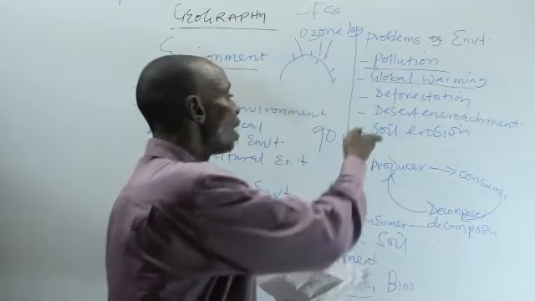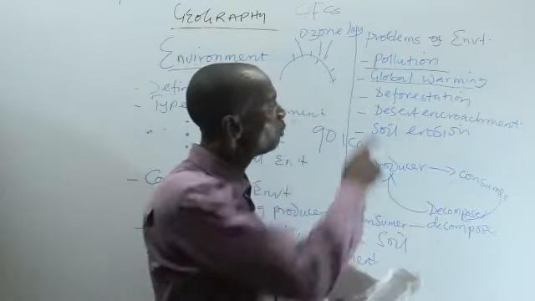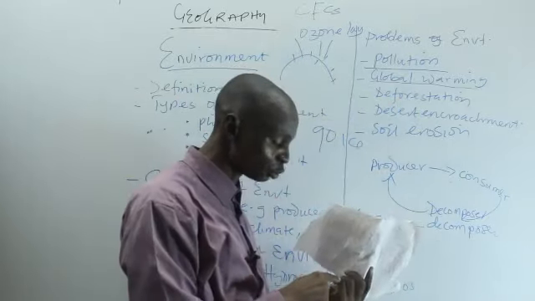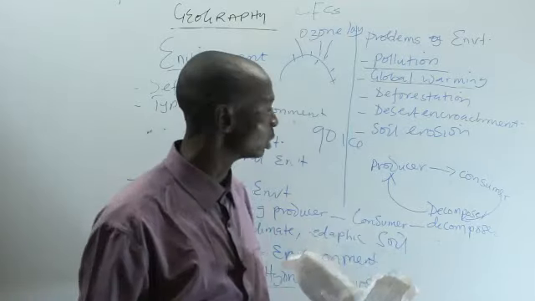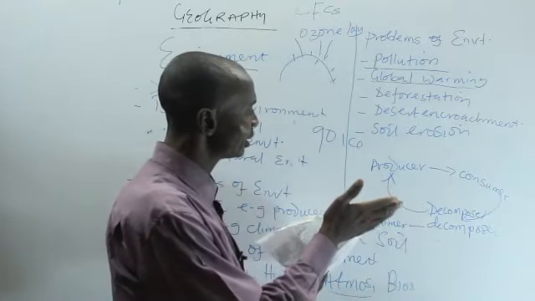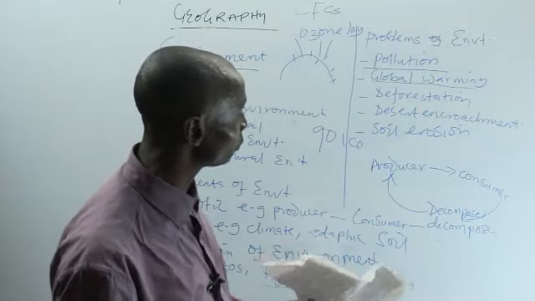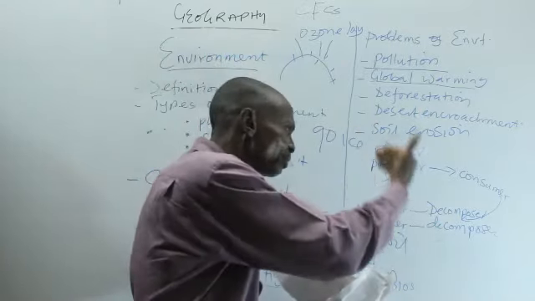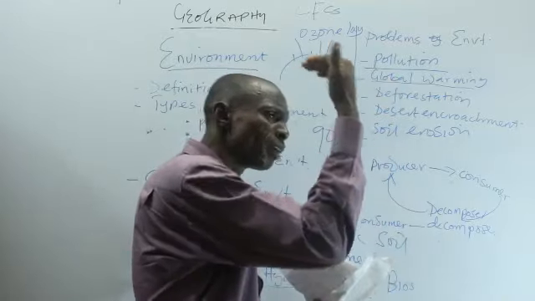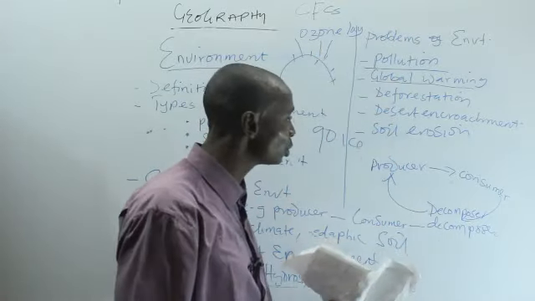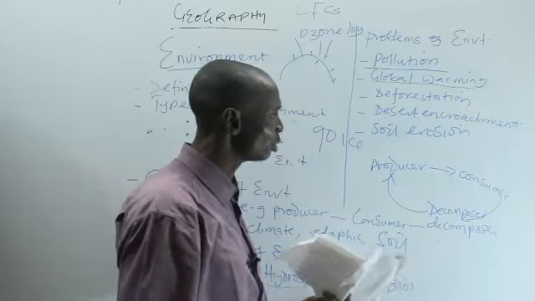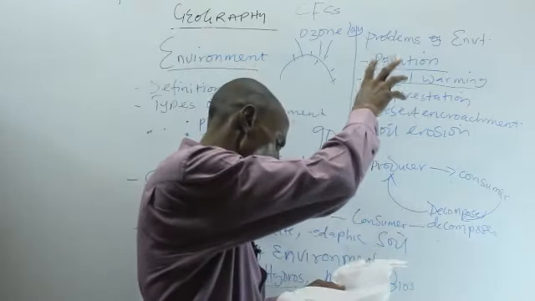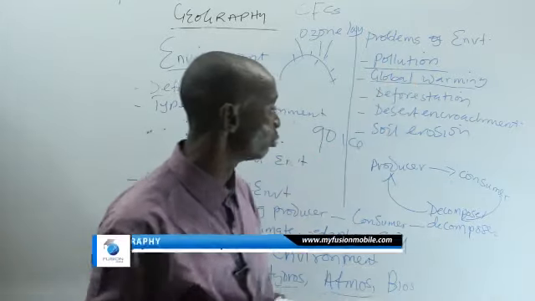Then we have soil erosion. If you cut down trees, you expose your soil to direct heating of the sun and also to erosion. And in places like the eastern part of Nigeria, we have perennial cases of erosion, either gully erosion or any type of erosion that you can think of. These are the problems that we have threatening our environment today.